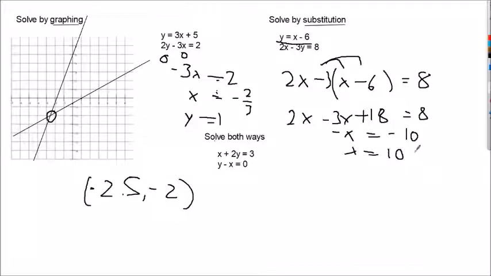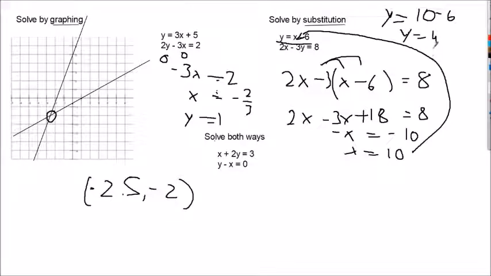Now I can put the 10 back into this equation. Because they're both equal, it doesn't really matter which equation you use, you're still going to get the same answer. So y equals 10 minus 6, therefore y equals 4. The solution set is 10, comma 4. That's the answer.